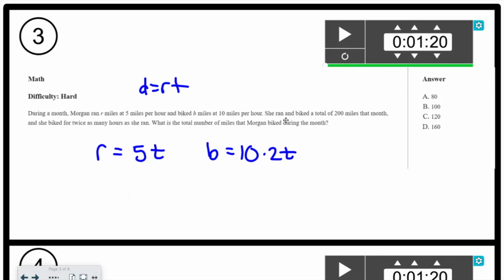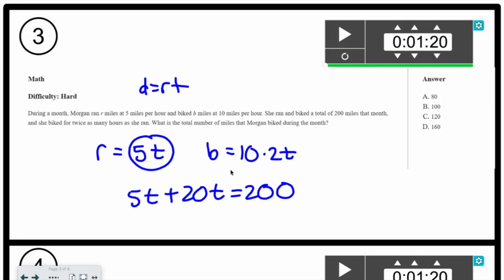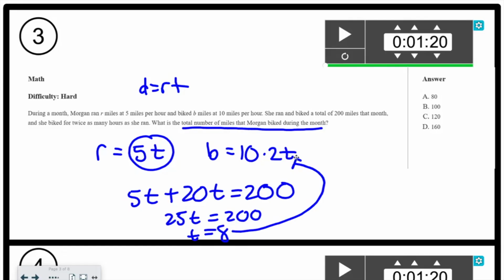That makes sense. And then running and biking is a total of 200 miles. So 5T, which is really running, and the amount of miles biked, which is in this case 20T, that equals 200. Oh, and it's just 25T is 200, T is 8. And then finally, the total number of miles that she biked is just putting 8 back into this equation.